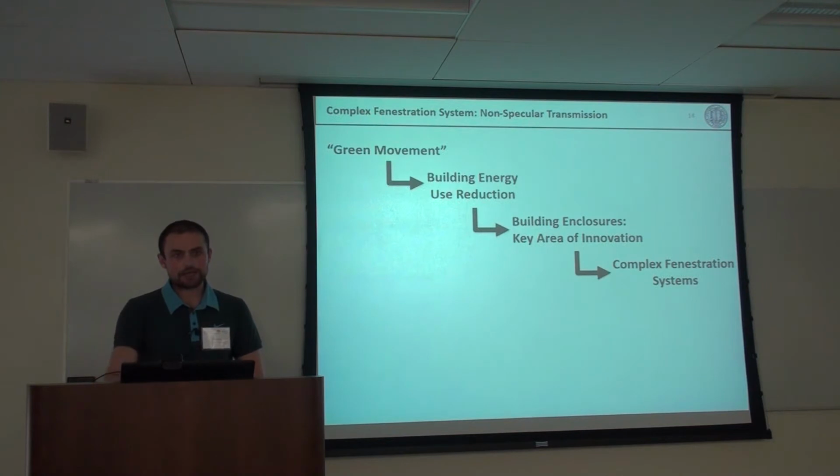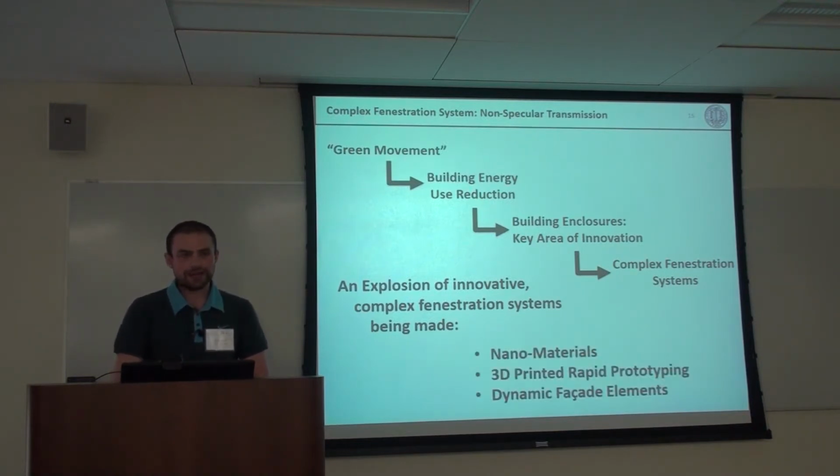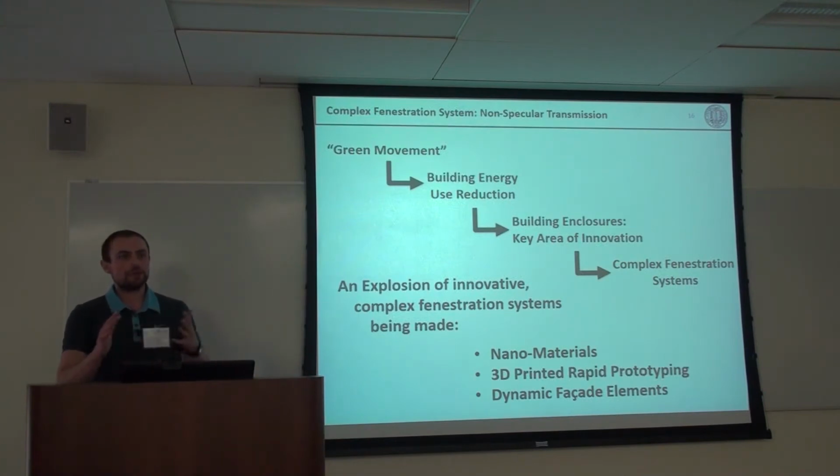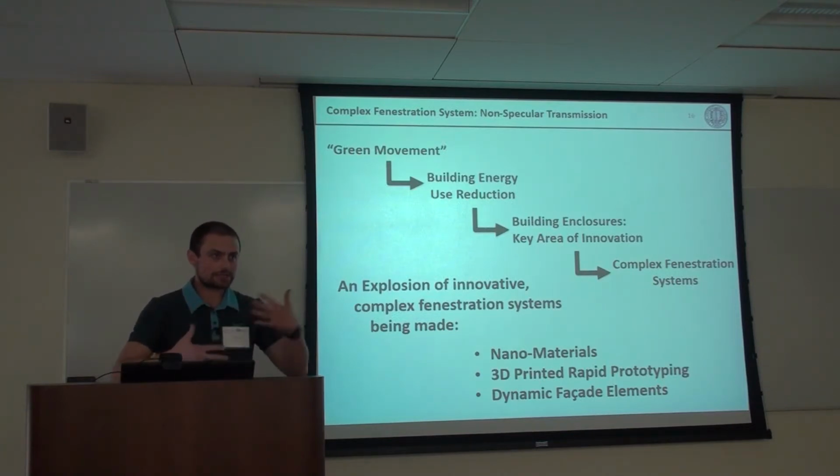And a key area of that is complex fenestration systems. So as I said, we're on the verge of an explosion of innovative complex fenestration systems coming. You can think about nanomaterials that are going to be affecting the way that the waves are being absorbed in the glass, what waves are going through, what waves aren't. 3D printing is beginning to come into the construction industry, and it's really changing what's possible to put on buildings, what's not possible. And then finally, dynamic facades that are actually changing their properties based on control. So, for example, electrochromatic windows, or even physical shading with different geometries that you can manipulate to augment the light that's going through.